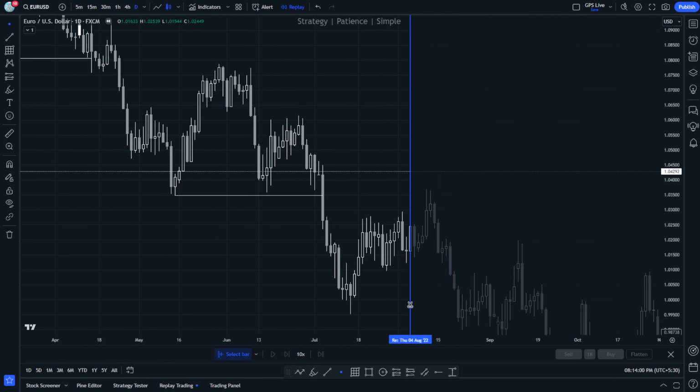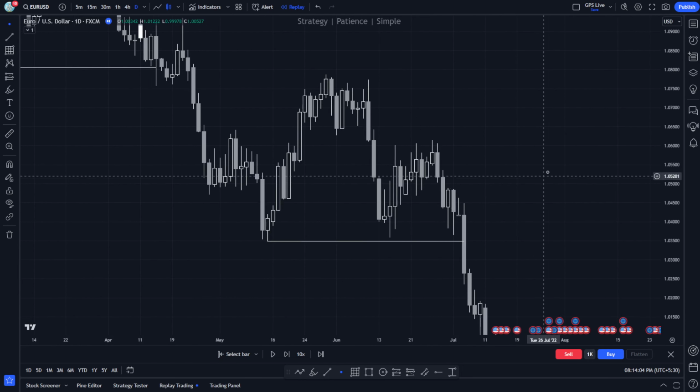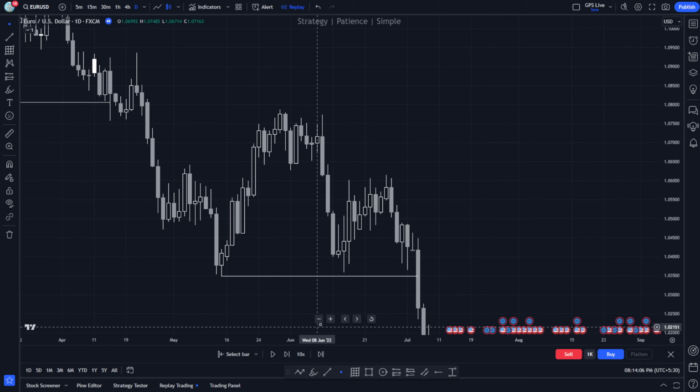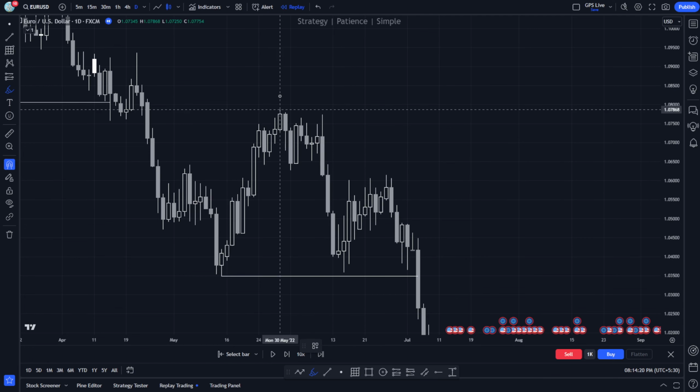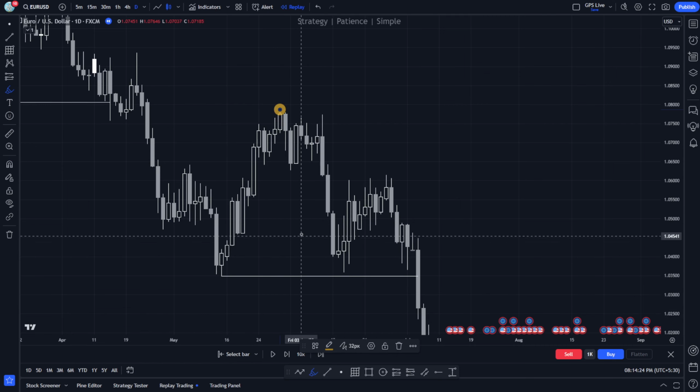I'll just use the replay button. Now if you have to validate the high, where's the proper high for the structure? Like I said, the extreme point is where we validate the proper high or the proper low. So since the market is in a downtrend, this spot right here, that is our valid high.